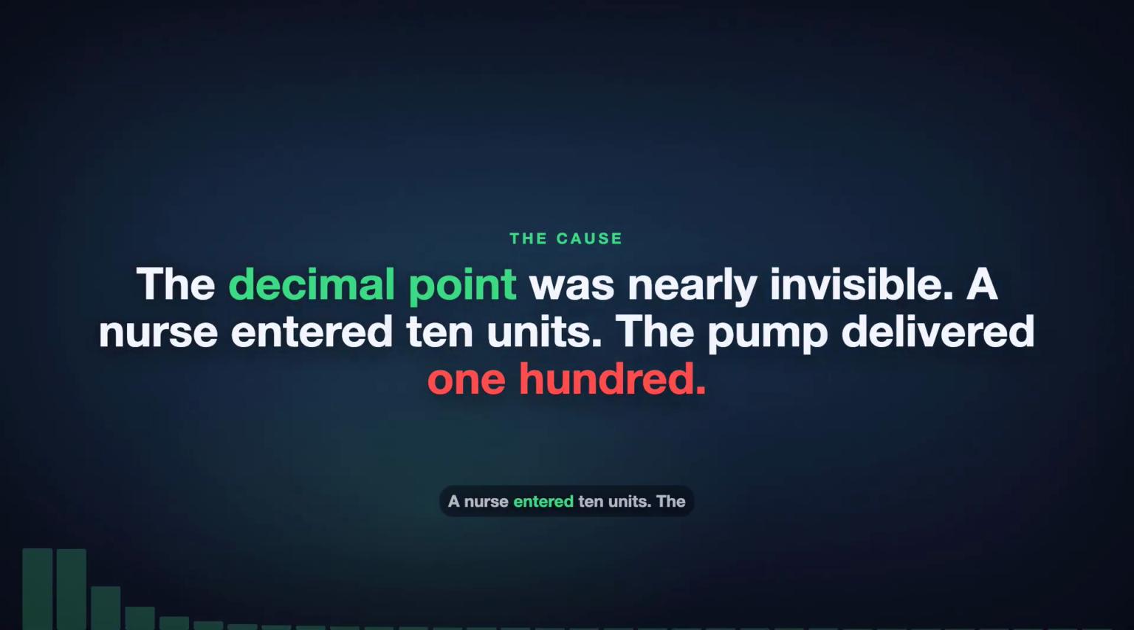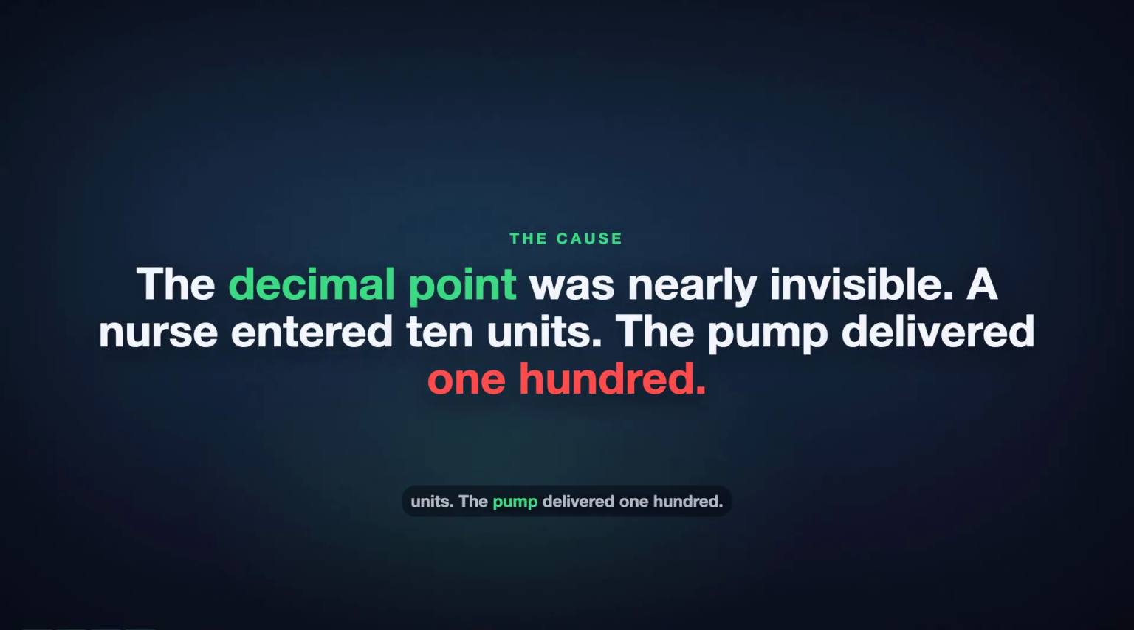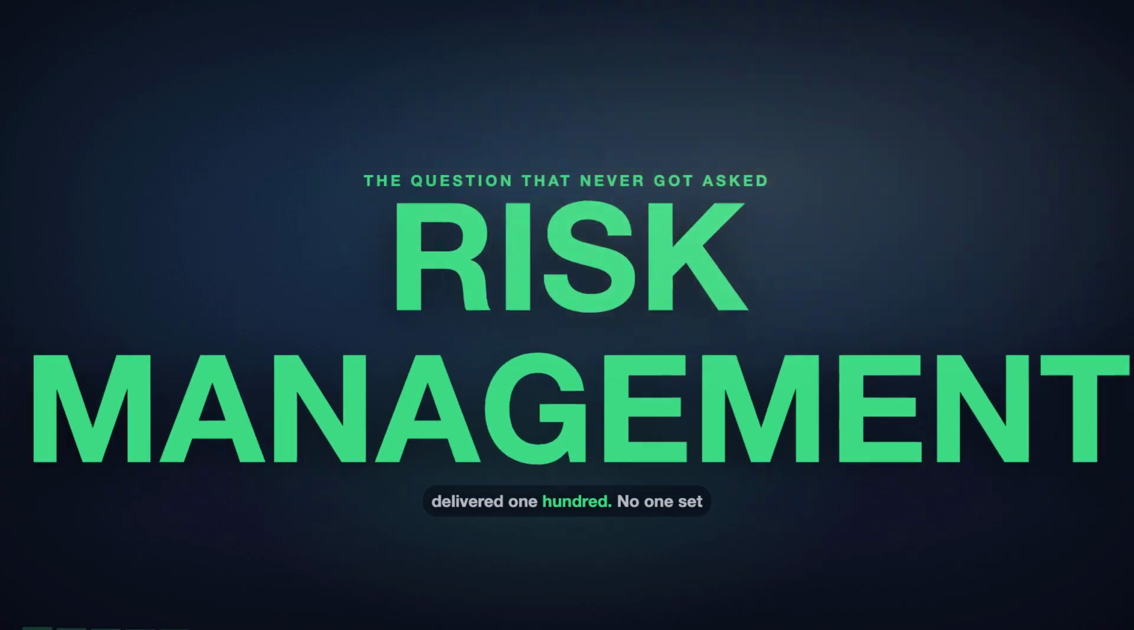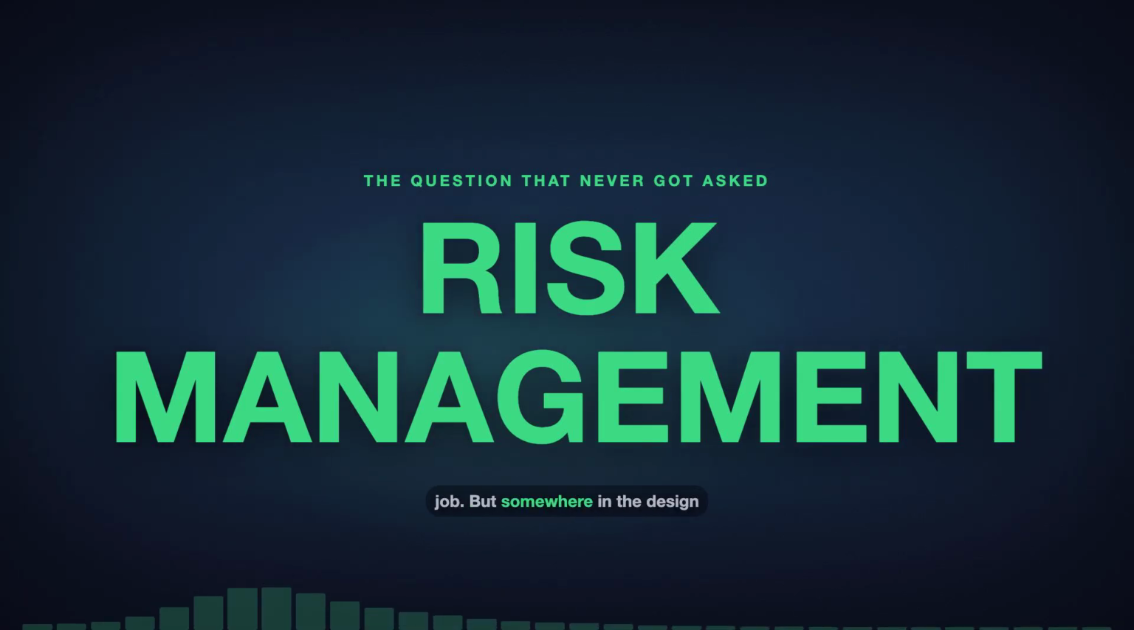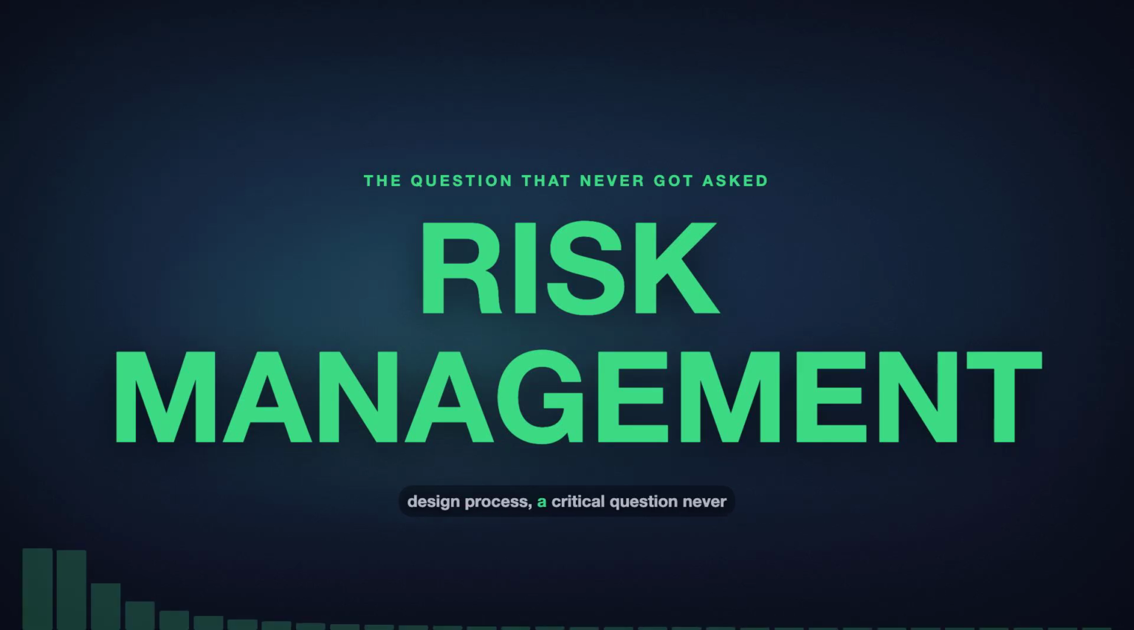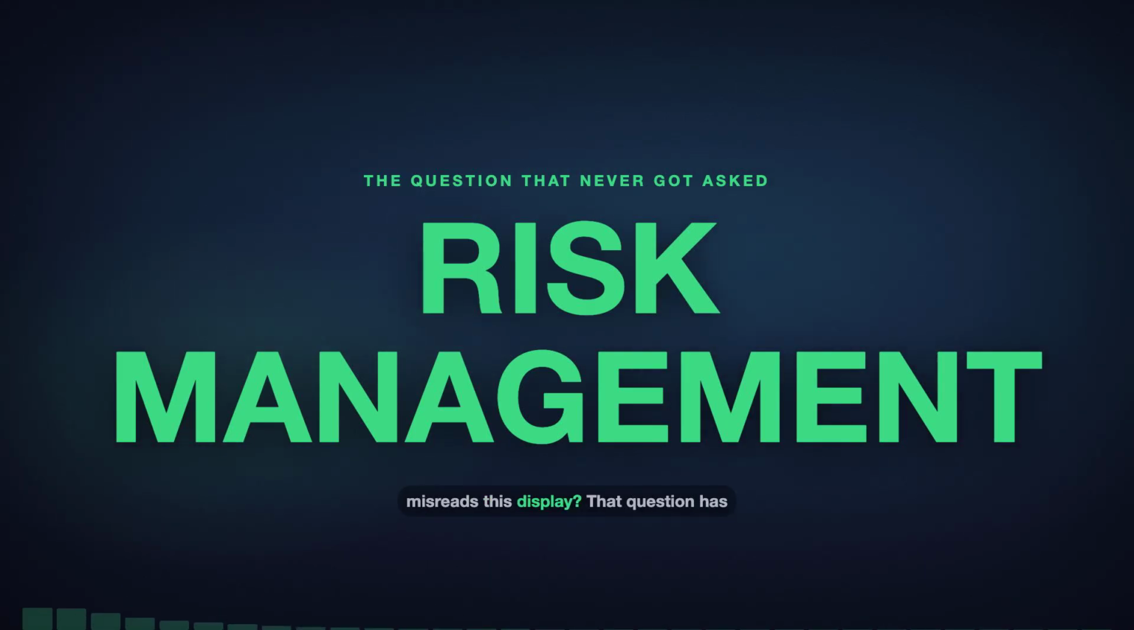A nurse entered 10 units. The pump delivered 100. No one set out to hurt that patient. Every person involved was doing their job. But somewhere in the design process, a critical question never got asked. What happens if the user misreads this display?